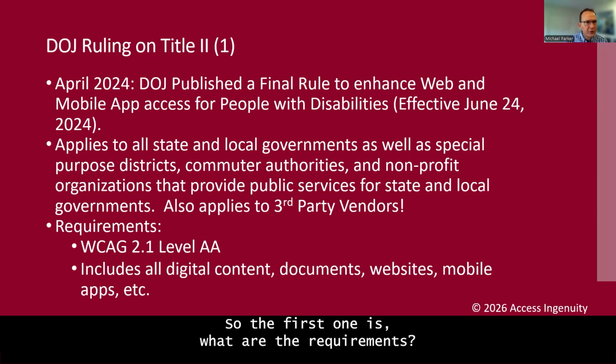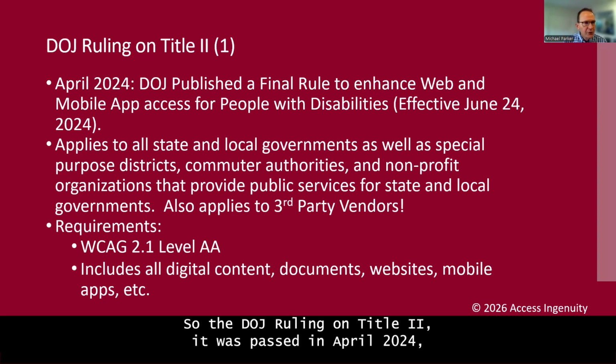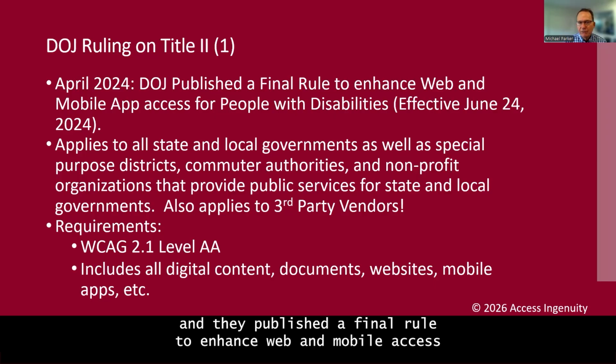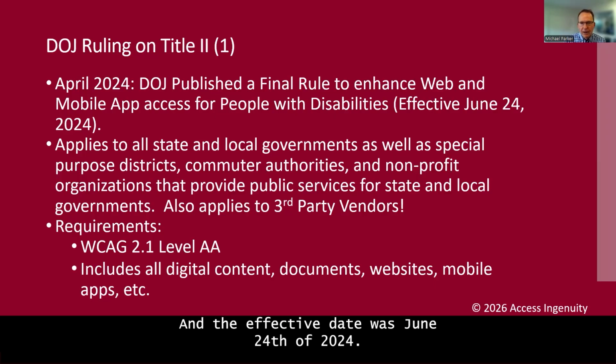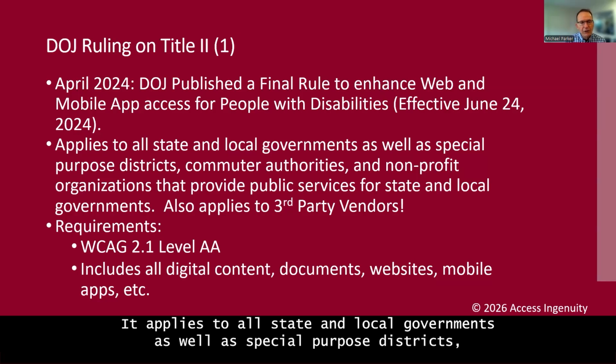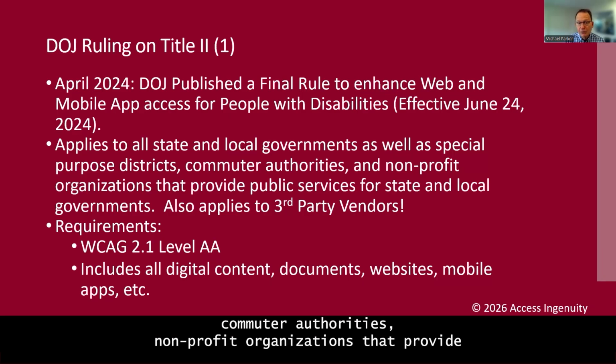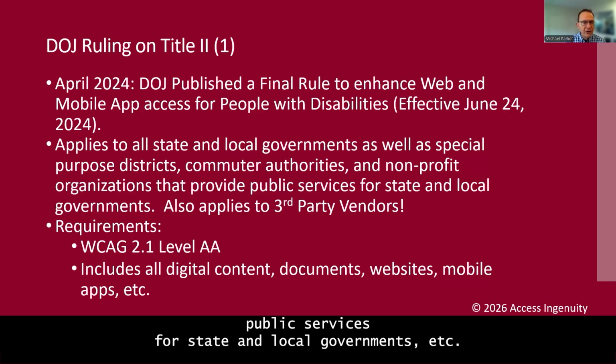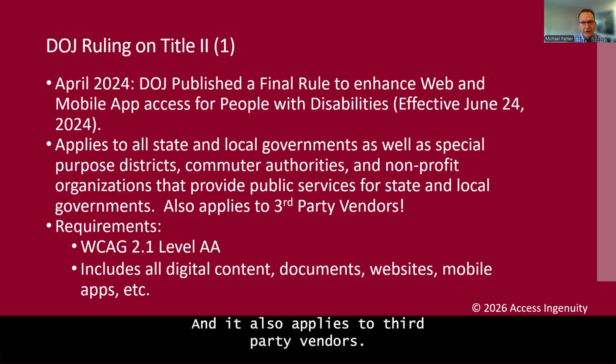So the first one is, what are the requirements? So the DOJ ruling on Title II, it was passed in April 2024, and they published a final rule to enhance web and mobile access for people with disabilities. And the effective date was June 24th of 2024. It applies to all state and local governments, as well as special purpose districts, commuter authorities, nonprofit organizations that provide public services for state and local governments, etc. And it also applies to third-party vendors.